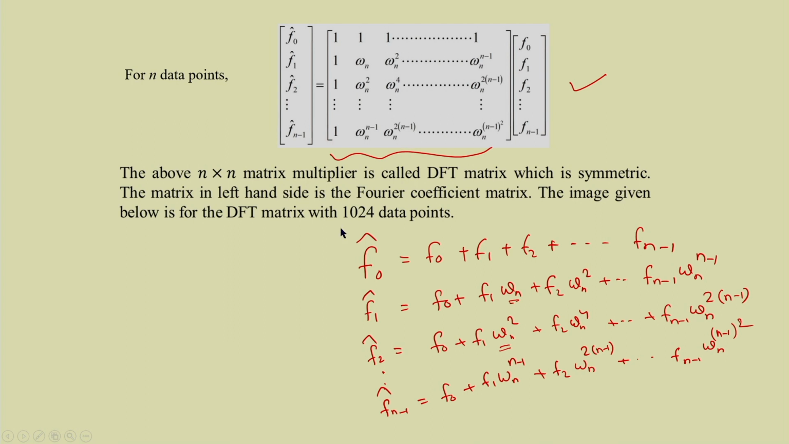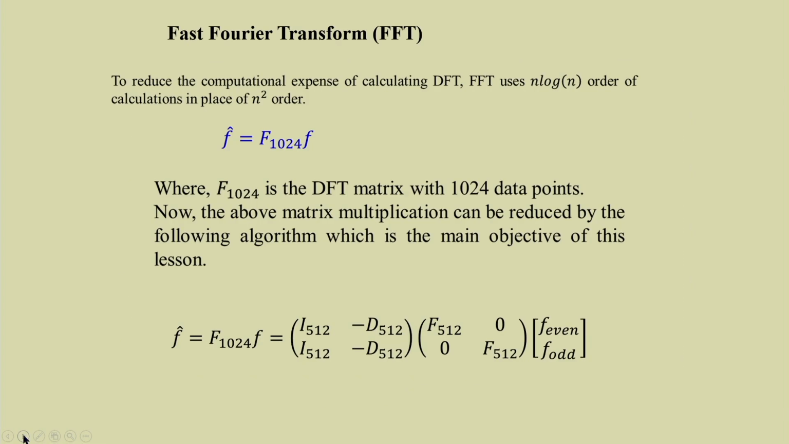So, depending on the data, you can write it in the form 2 to the power n. So, for example, 1024 is 2 to the power 10. So, to reduce the computational expense of calculating the DFT, FFT uses only n log n order of calculation.